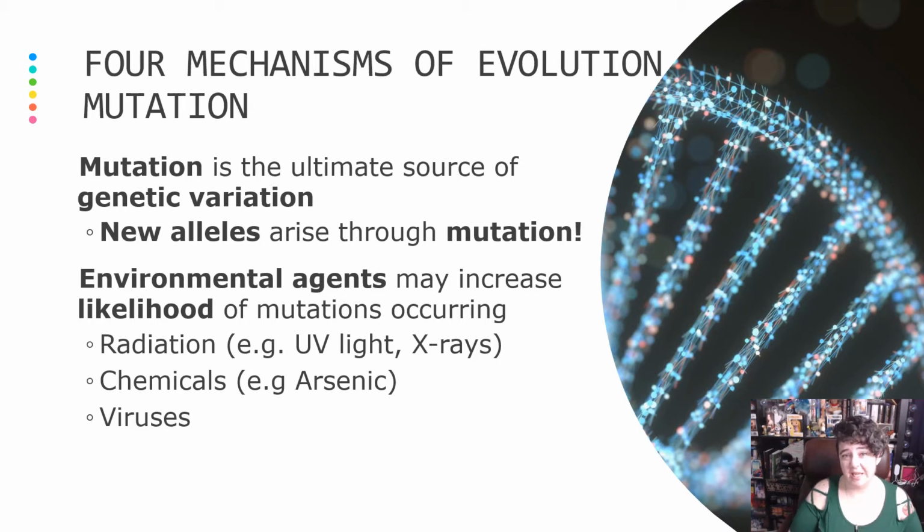Okay. Mutation is the ultimate source of genetic variation. So all genetic variation comes from mutations, right? And this is how new alleles arise. And remember, we talked about alleles last time when we talked about Hardy-Weinberg, right? So some agents that may cause changes to the DNA include radiation. That could be ultraviolet radiation, sunburns, X-rays, right? Chemicals can cause this. Arsenic is one of them, right? Tobacco can be one of them. Viruses can also cause mutations. So there's a lot of things that can cause mutations.